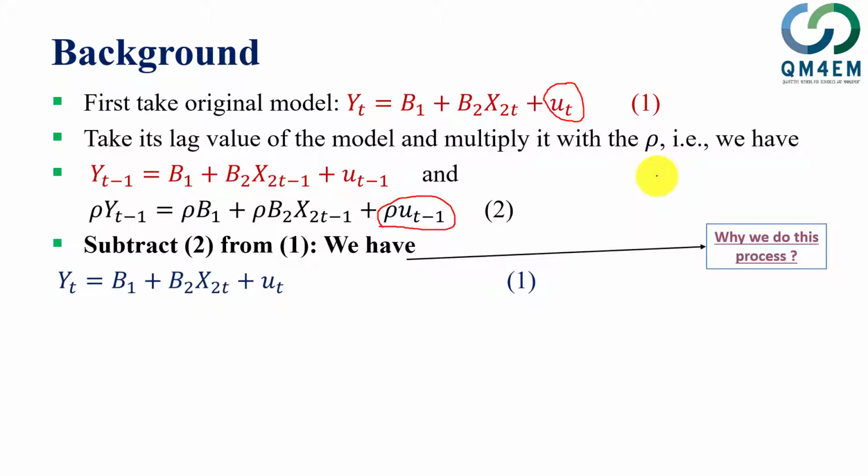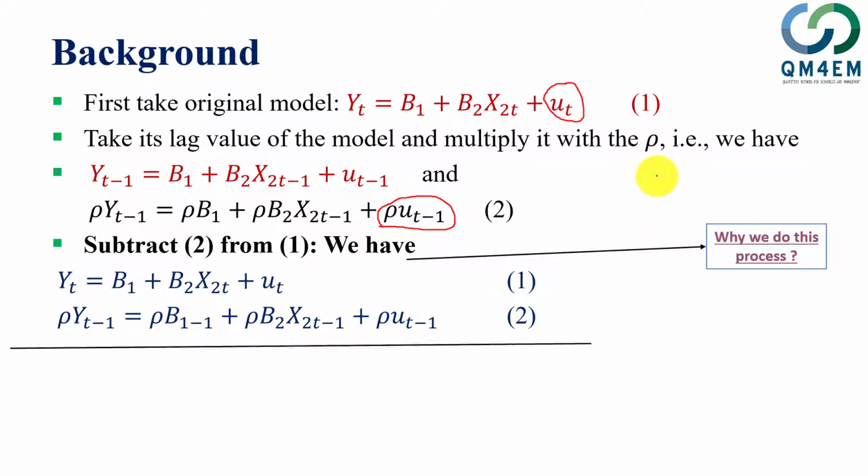So this is my equation 1, y_t equals beta 1 plus beta 2 x2_t plus u_t. That's the equation from where we started. And equation 2 is the second equation, which I generated by taking the lag values of the first equation and multiplying it with the autocorrelation coefficient, or rho.